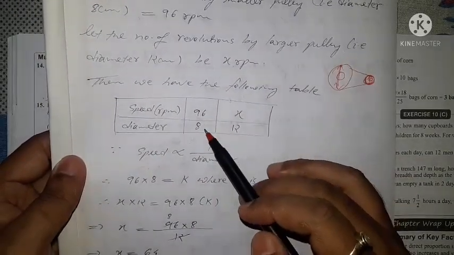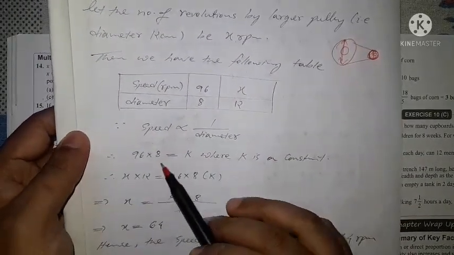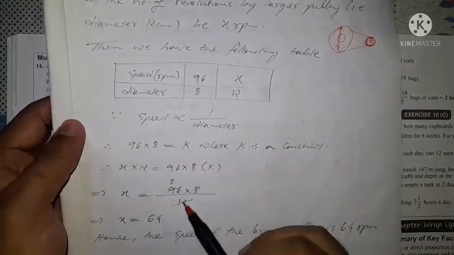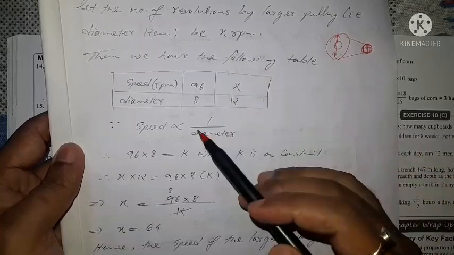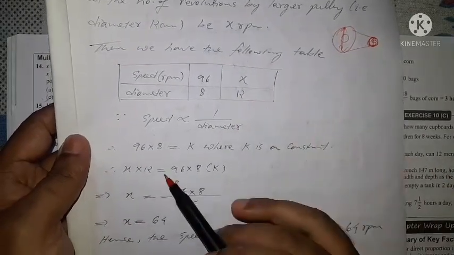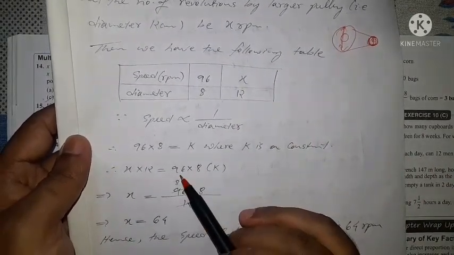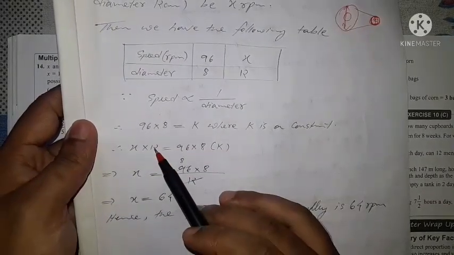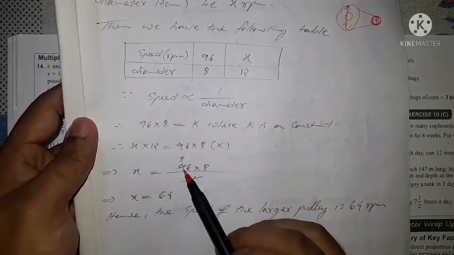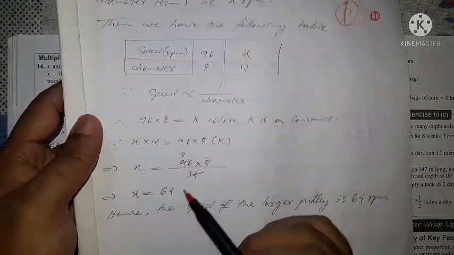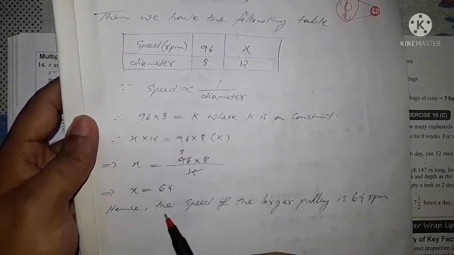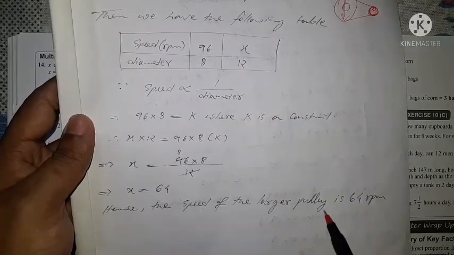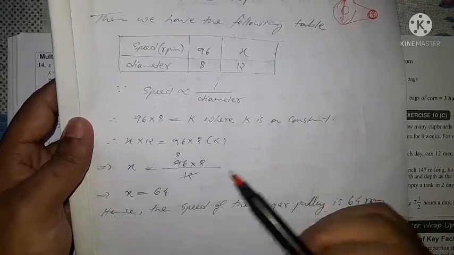So therefore 96 into 8 will be a constant, that is 96 into 8 is equal to k, where k is a constant. So therefore x into 12 will be equal to the value of that constant, that is x into 12 is equal to k. The value of k is 96 into 8. So let us move 12 to the other side, it becomes 96 into 8 whole divided by 12. If we cancel, we will get the value of x is equal to 64. So hence the speed of the larger pulley is 64 revolutions per minute.